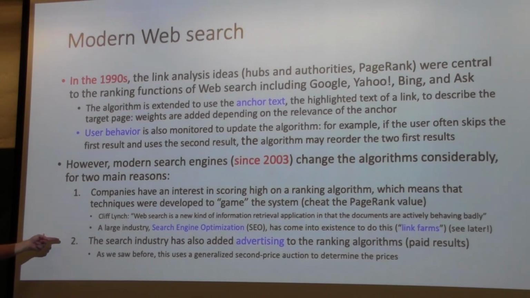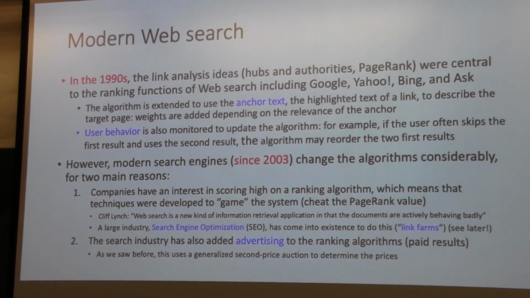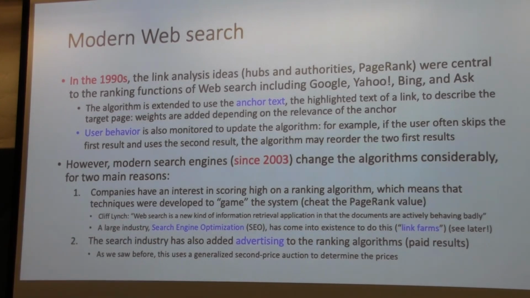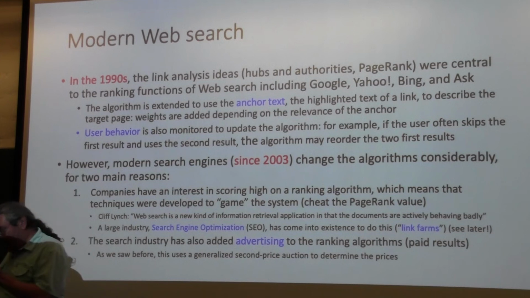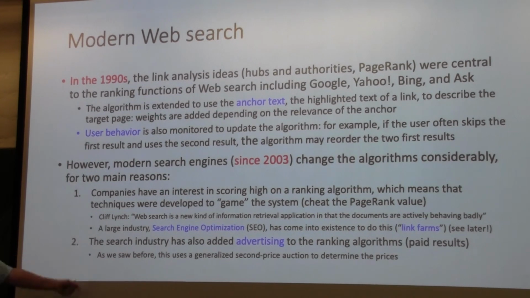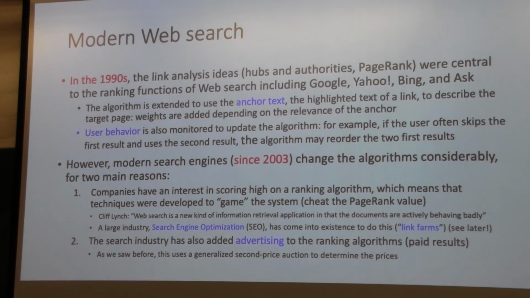The second thing that changes, which we saw already, is advertising. Google makes a lot of money with paid sponsored links. How do you determine the prices? Well, it uses a generalized second price auction for that. The second price auction forces the advertisers, the companies that want to advertise, to put in how much it's worth for them, their true value. And so this has made things much, much more complicated.